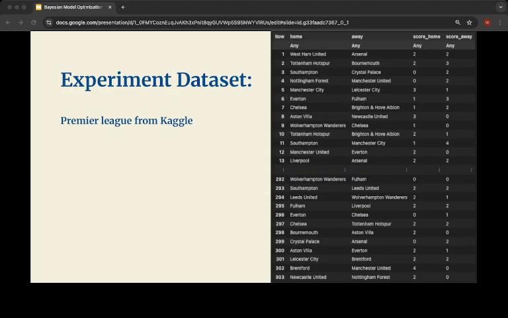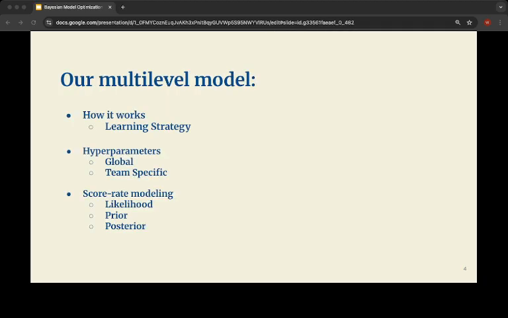Here's the experiment data set, which is what we targeted to do model efficiency tests. It's a very small data set, only about 300 entries. We're going to use a single level model and a multi-level model to test this data set. Let's discuss the multi-level model first.